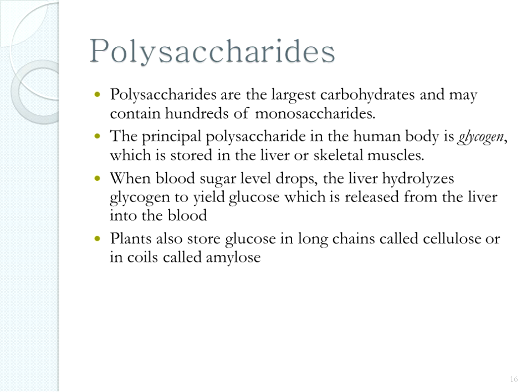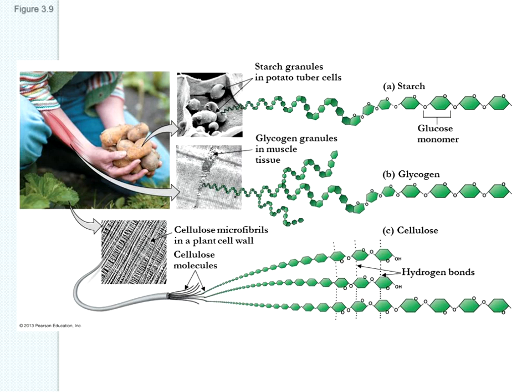We can make even longer carbohydrates. Polysaccharides can be very long. They can be hundreds of sugar subunits long. One that's important is called glycogen. This is how animals store extra carbohydrates in the liver or the skeletal muscles. And so when blood sugar drops, the liver hydrolyzes the glycogen to yield individual glucose subunits.